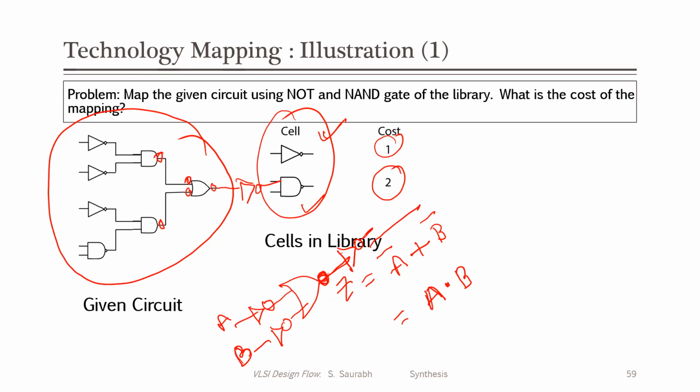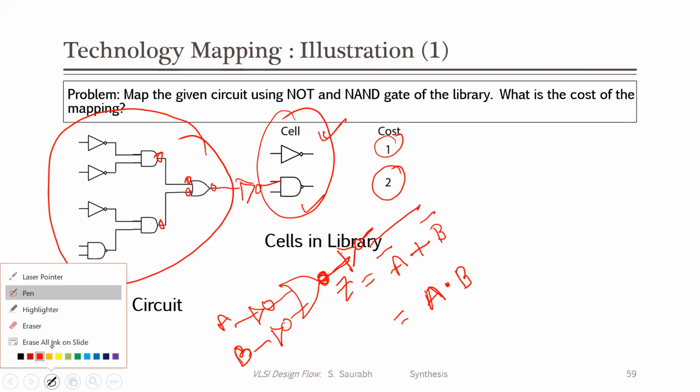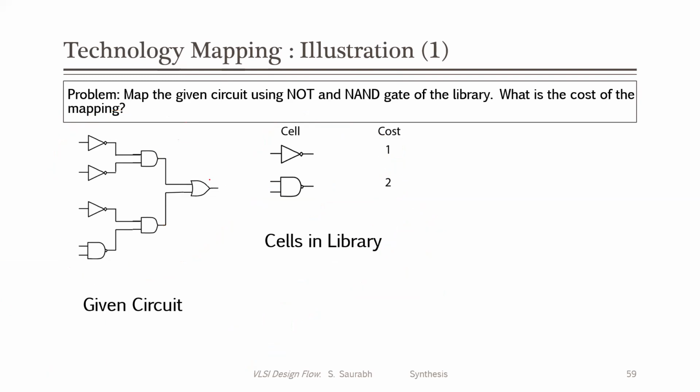So it is nothing but A bar. Let me describe it again. Now, if I take this and add bubbles, meaning that we are adding inverters, this is becoming a NAND gate. This is becoming a NAND gate.